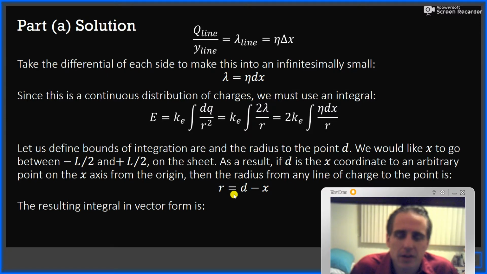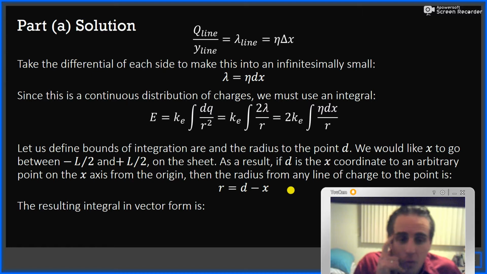So recall that I defined that the radius should be the distance between that strip, or if it's shrunk down in width, that line, and the point D, which, remember, D is like an x coordinate. We're just letting it be a constant value because we're solving for the electric field at just some point D for now. And remember that r should be d minus x, because x is the current location of the strip or the line from the origin on the sheet that we're looking at the charge influence on the electric field from.